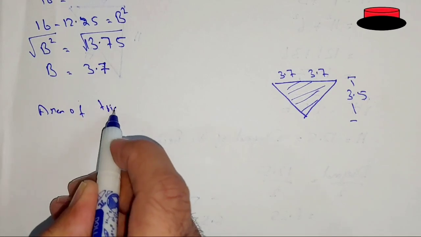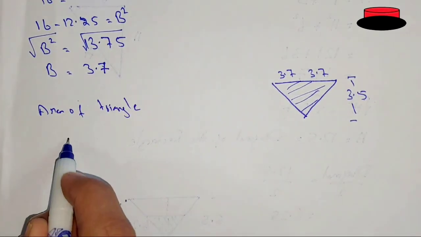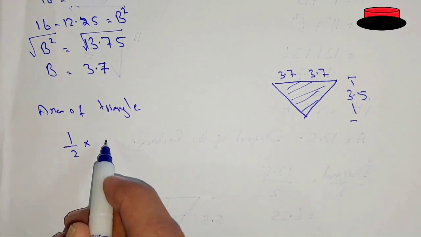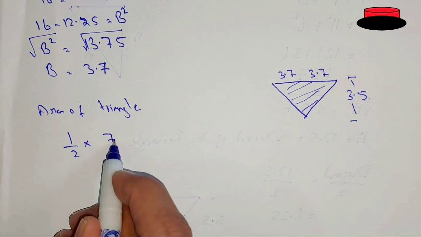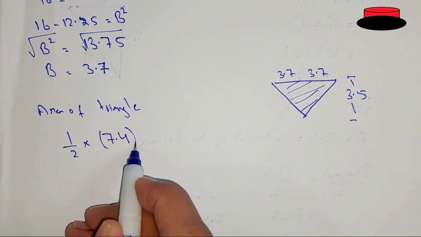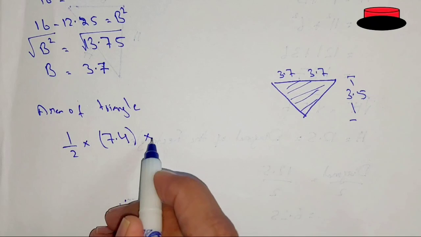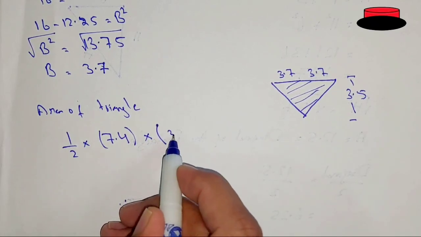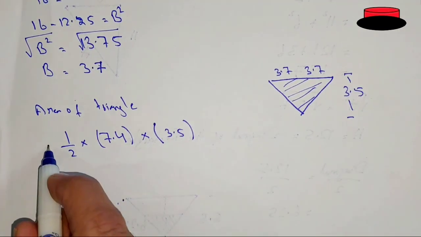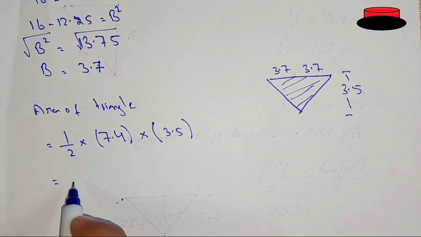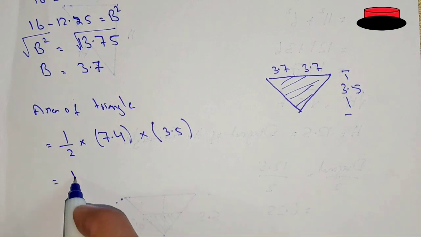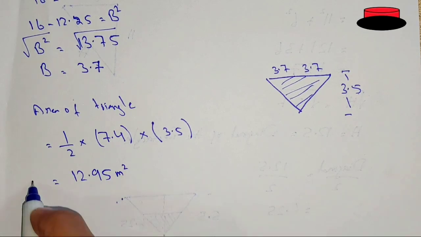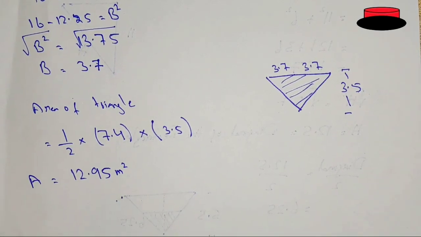So the area of the triangle is half multiplied by base into height. So the base is 3.7 plus 3.7, so that is 7.4, multiplied by the height, which is 3.5. And now the area of the triangle which is required, that is 12.95 meters square, and this is the answer, and this is what we want.